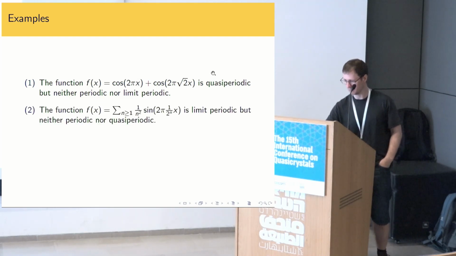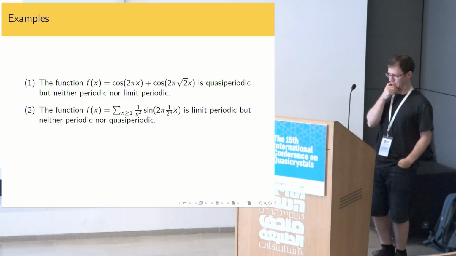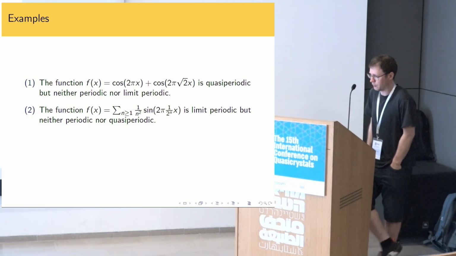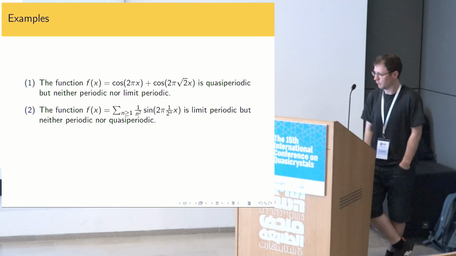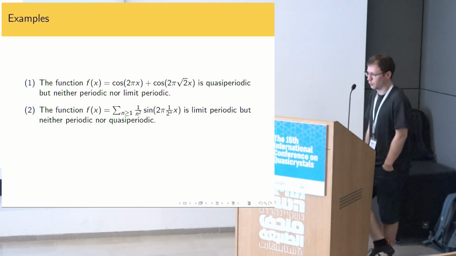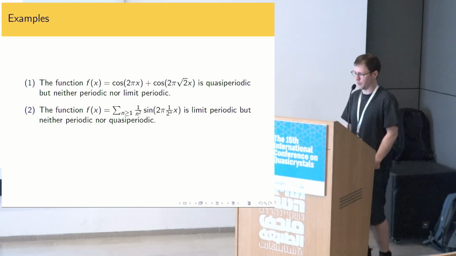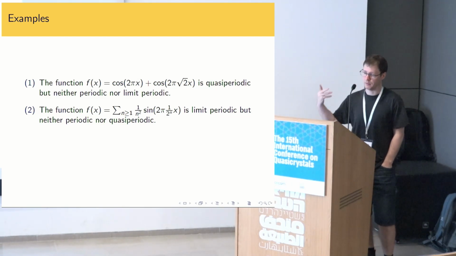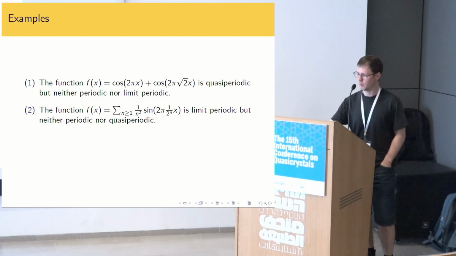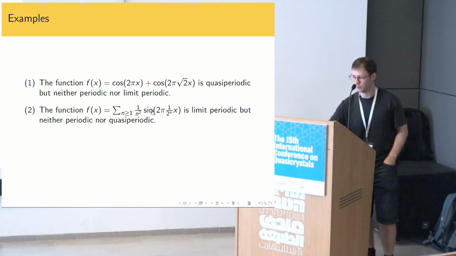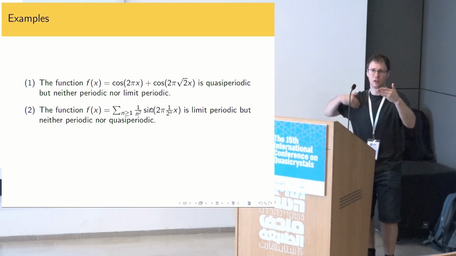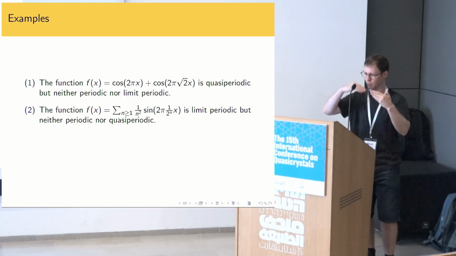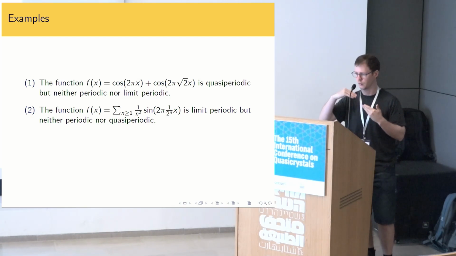Okay, next one. Let's consider this function. F of x is the series over all n at least 1 of 1 divided by n squared, sine of 2 pi 1 divided by 2 to the n x. One can see this is limit periodic, but neither periodic nor quasi-periodic. Well, limit periodic: the partial sums are periodic, and since it's a series, it's a limit of those partial sums, so a limit of periodic functions, and therefore it's limit periodic.